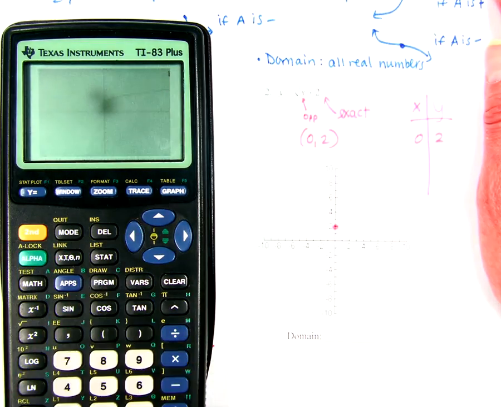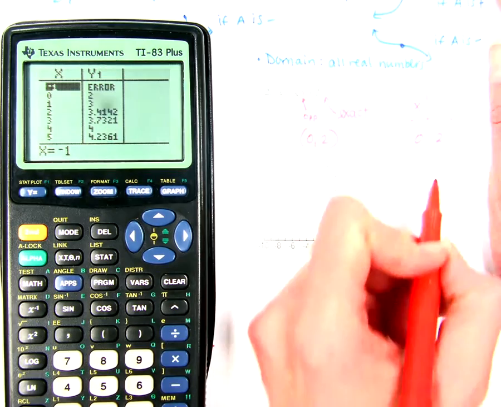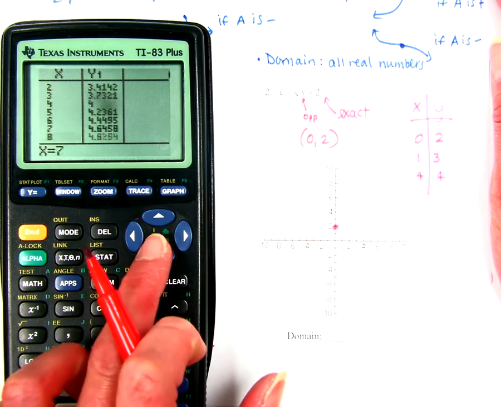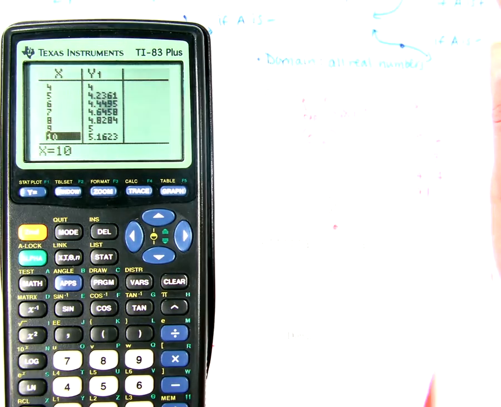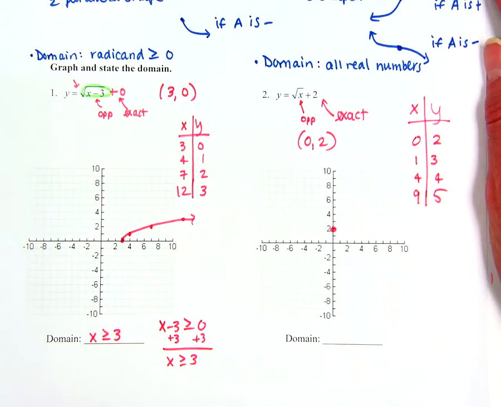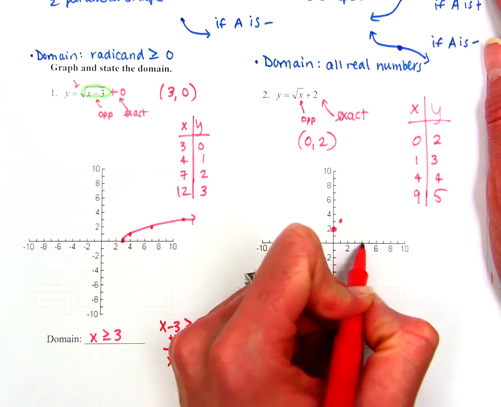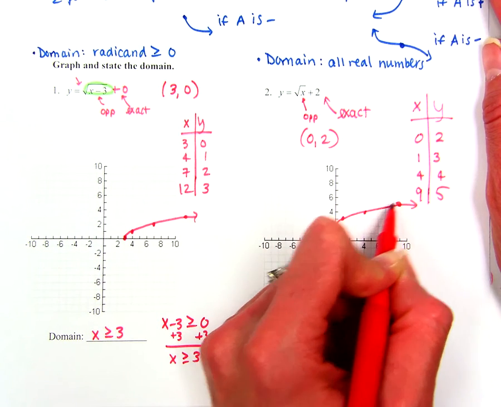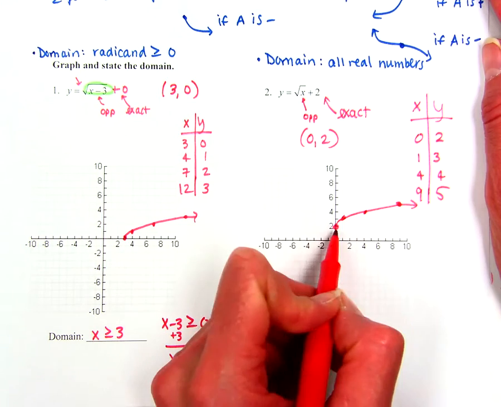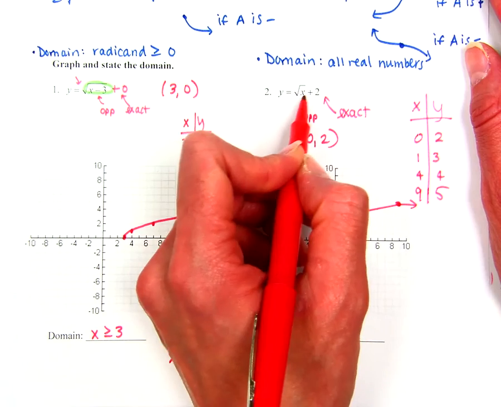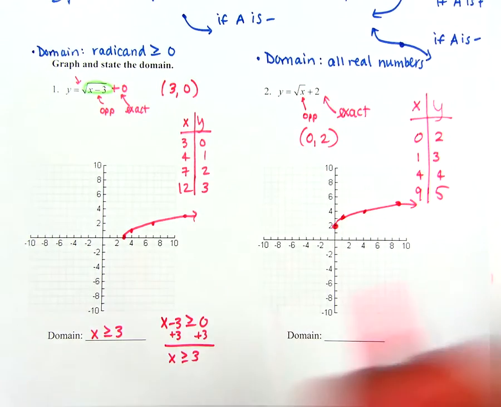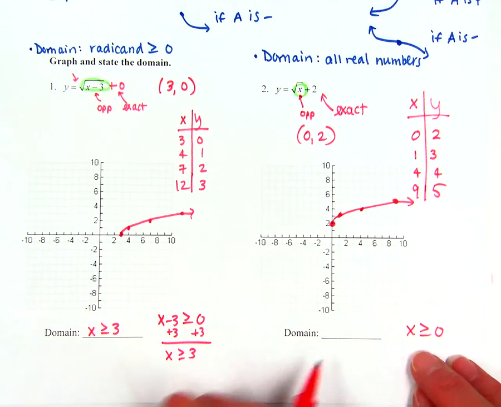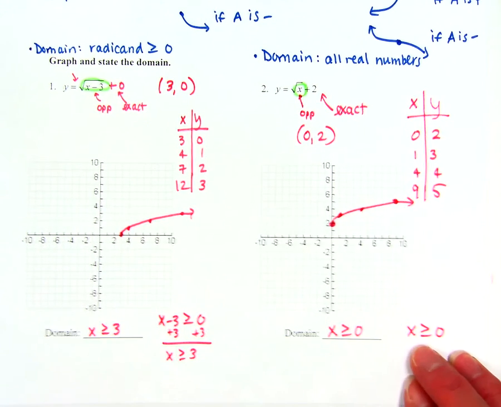So hit second graph, you can look at your table. Notice we have an error, and then I'm just going to write down all the whole number values that I see. And 9, 5 is the last one that's going to fit. Alright, so I'm going to look at 0, 2, 1, 3, 4, 4, and 9, 5. So I have a half of a parabola that goes upwards because this number is a 1, which is positive. And if you look at the value that's underneath the radical, that's our radicand, just say that that has to be greater than or equal to 0. And notice I don't need to solve in this case, so that's my final answer for my domain.